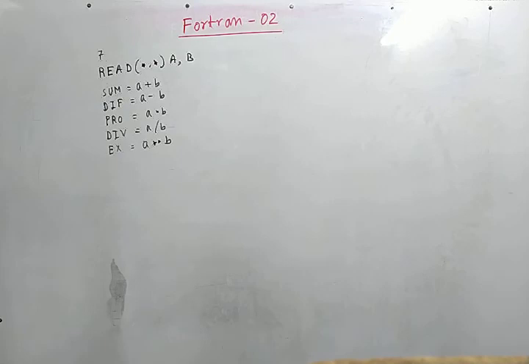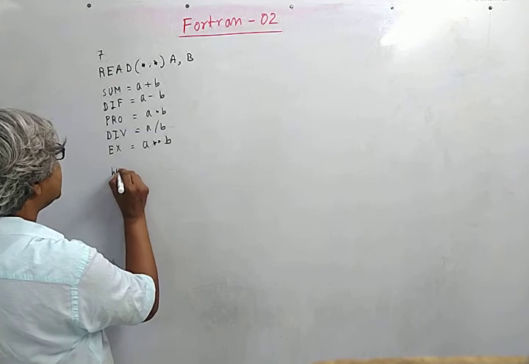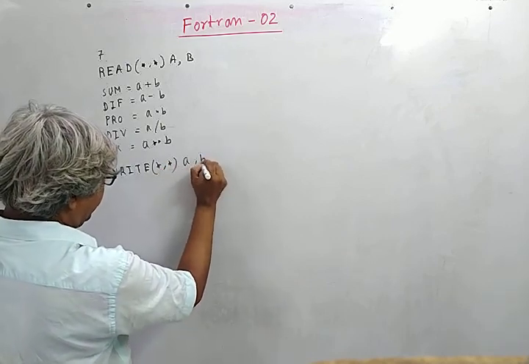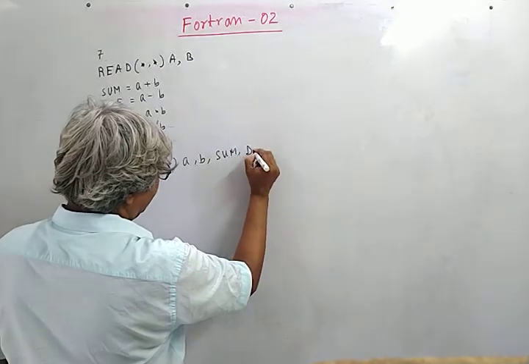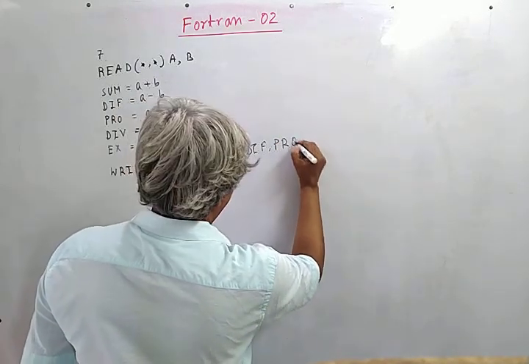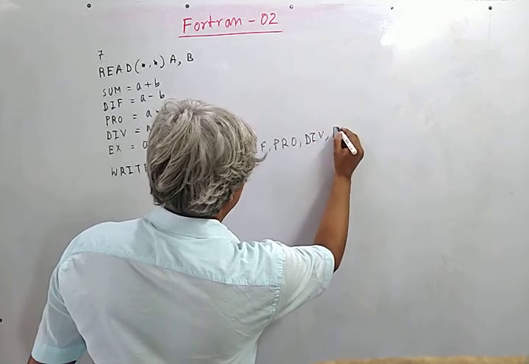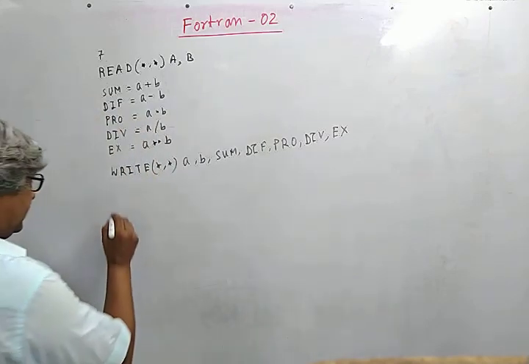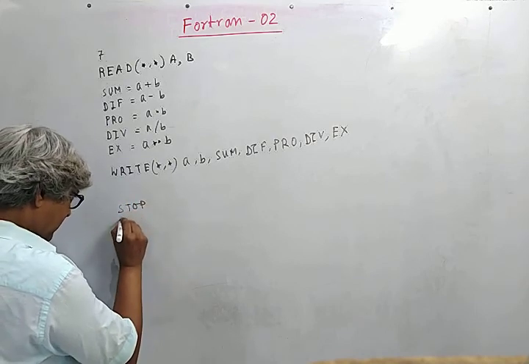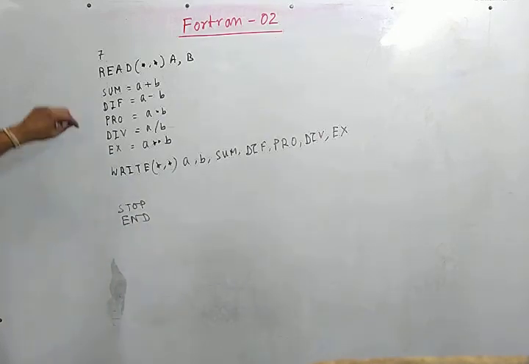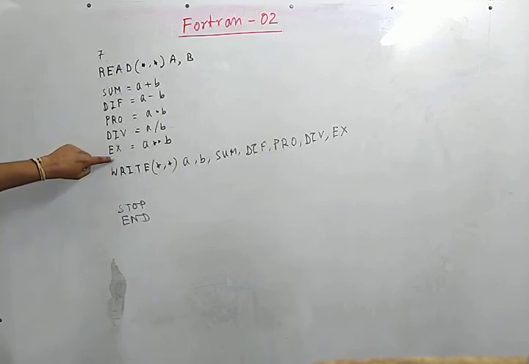Now it is time to write this. We may write this like this: a, b, sum, diff, etc. Then we finally write stop and end. Stop, as I have stated in the last class, is the logical stop. If we write stop over here, the program will execute all these things but will not write, because it has been asked to stop prior to this line.